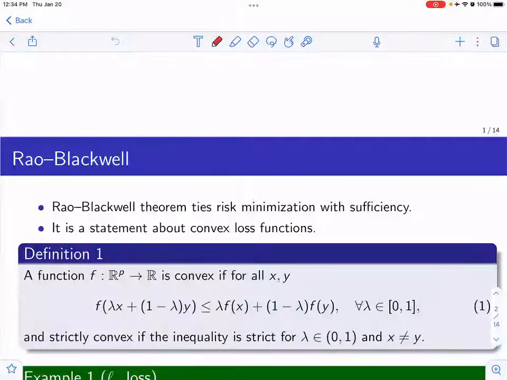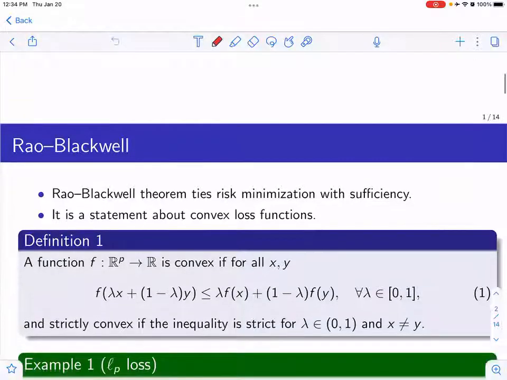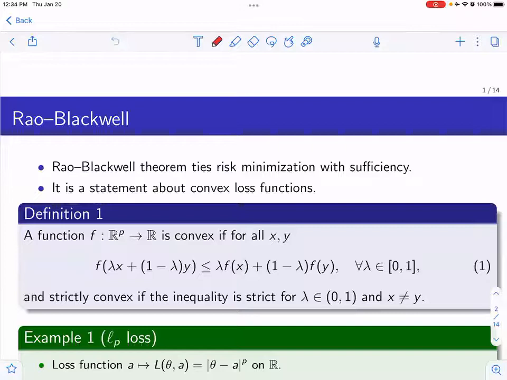Today we start connecting the ideas of sufficiency back to, so we talked about sufficiency, minimal sufficiency, completeness. We talked a little bit about conditional expectation as projection.